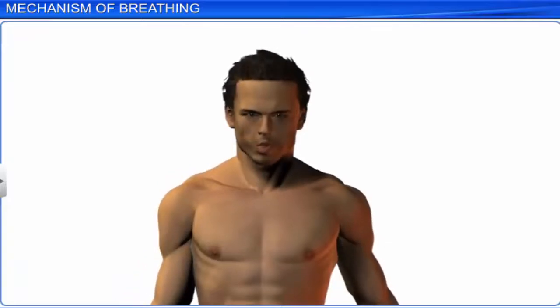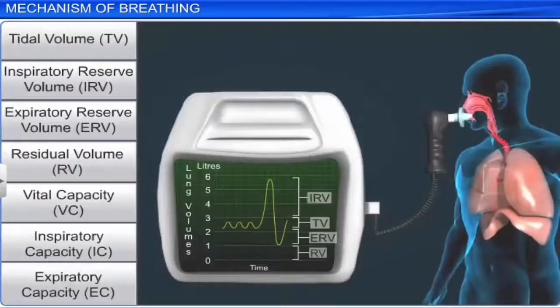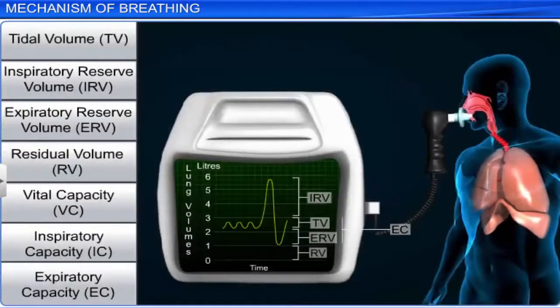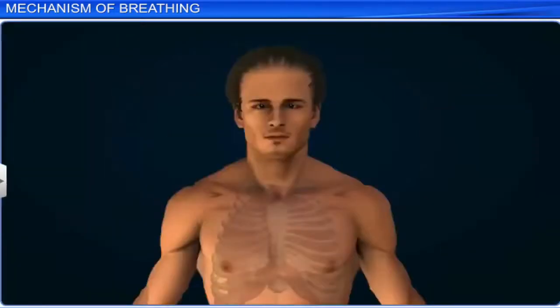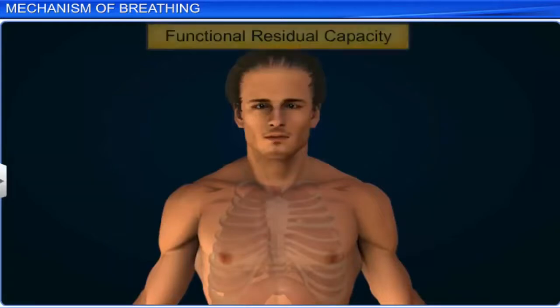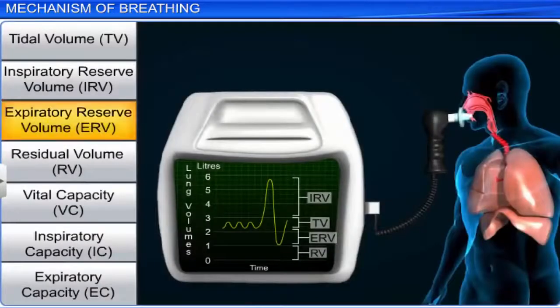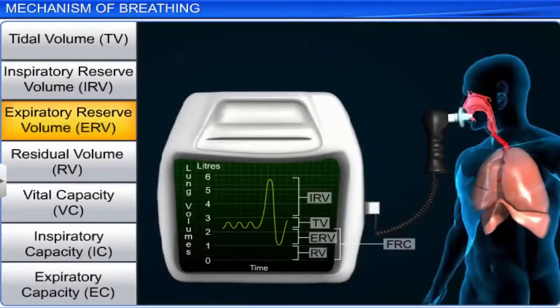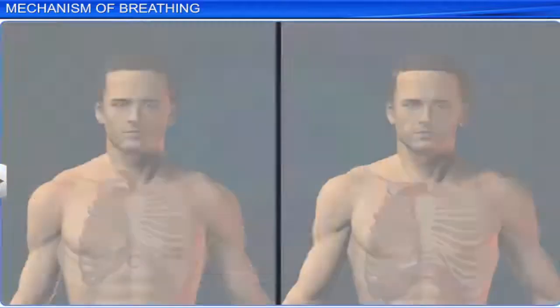Total volume of air a person can expire after a normal inspiration is called his expiratory capacity. This includes both tidal volume and the expiratory reserve volume. Volume of air that remains in the lungs after a normal expiration is called functional residual capacity. This includes both expiratory reserve volume and residual volume.